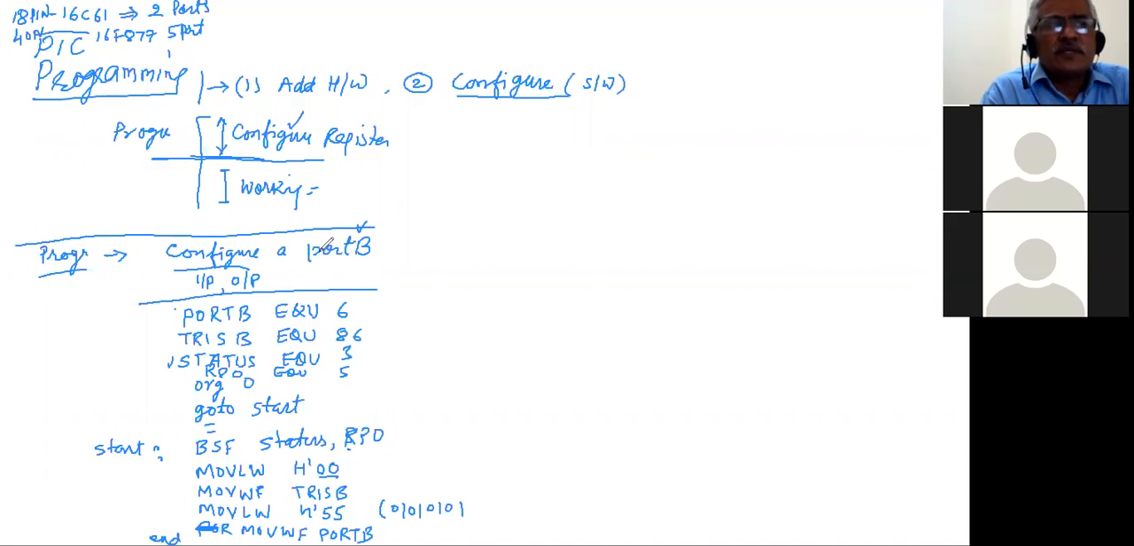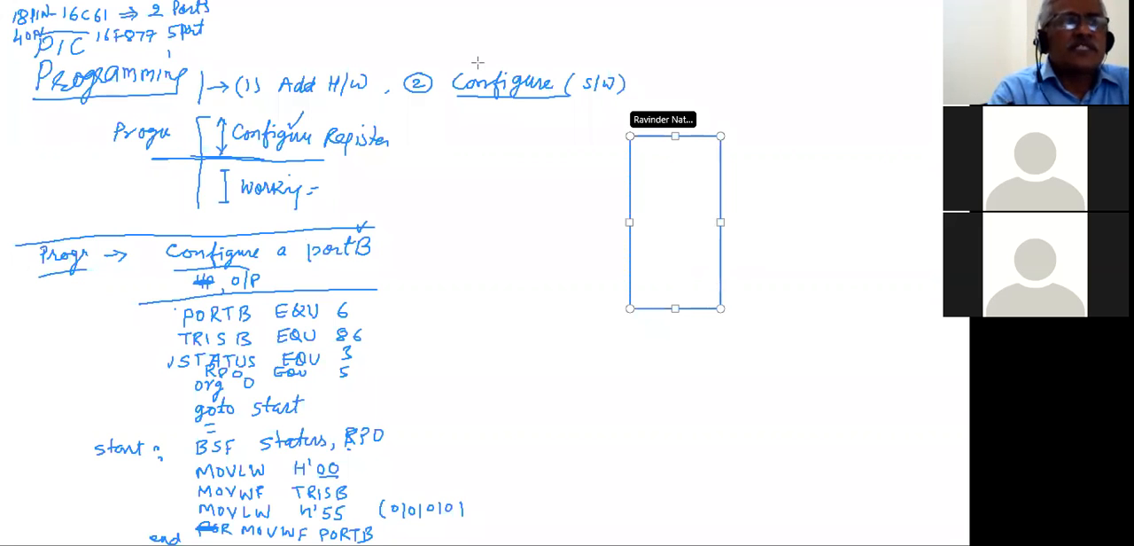So my question was to configure port B as output. And why did we want that? Because if this is my controller and this is my port B, and supposing you have connected some LEDs on the port B, port 0, port 5 and port 7.